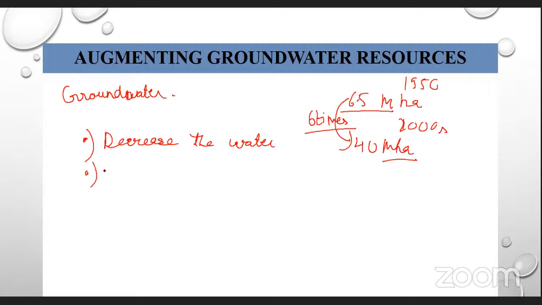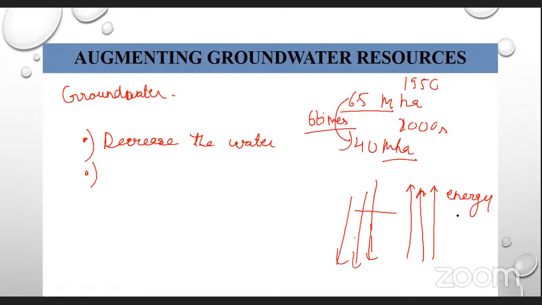The second thing is that we have increased our pumping cost, and there is a higher consumption of energy, because the water table is going down and down, and so we have to increase our energy. So the energy required for taking out the water from the depth is also increasing. As the water table decreases, the energy is increasing day by day, so there is a loss of lots and lots of cost.